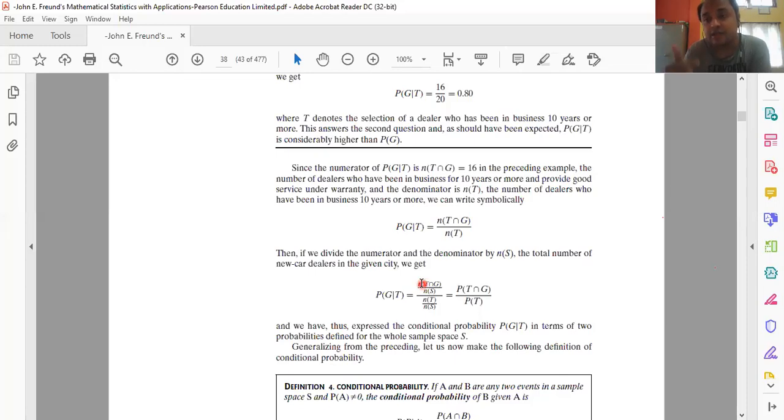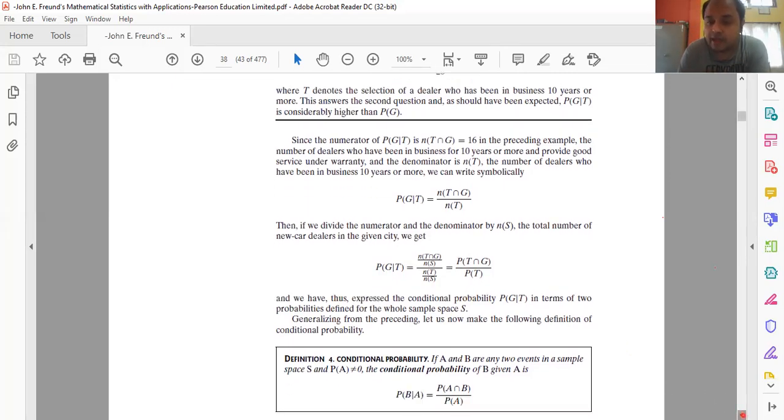Now, by using the notation of the classical definition of probability, or you can say the axiomatic approach, cardinality of t intersection g by cardinality of s can be written as probability of t intersection g, and cardinality of t by cardinality of s can be written as probability of capital T. So we have got an expression which goes like this: probability of g given t is equal to probability of t intersection g by probability of t. Once I get this idea from the example, now I can define the conditional probability as follows.